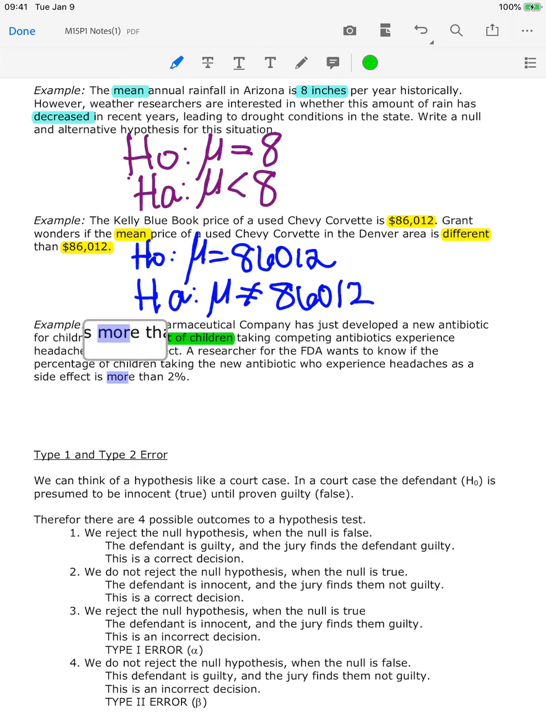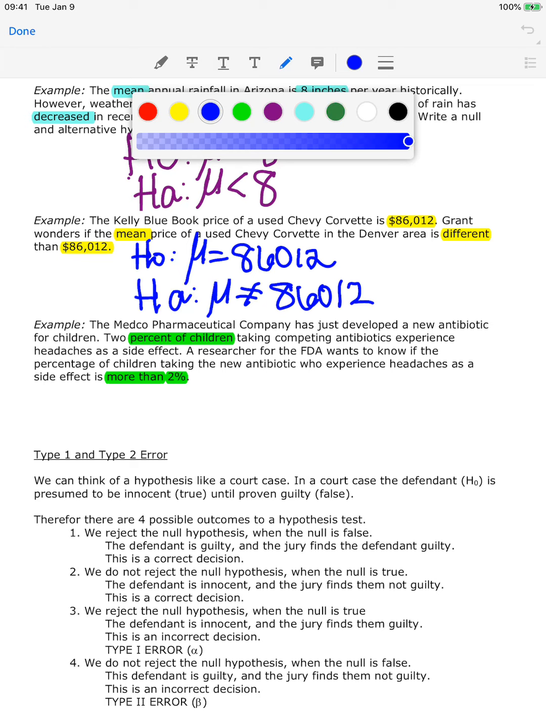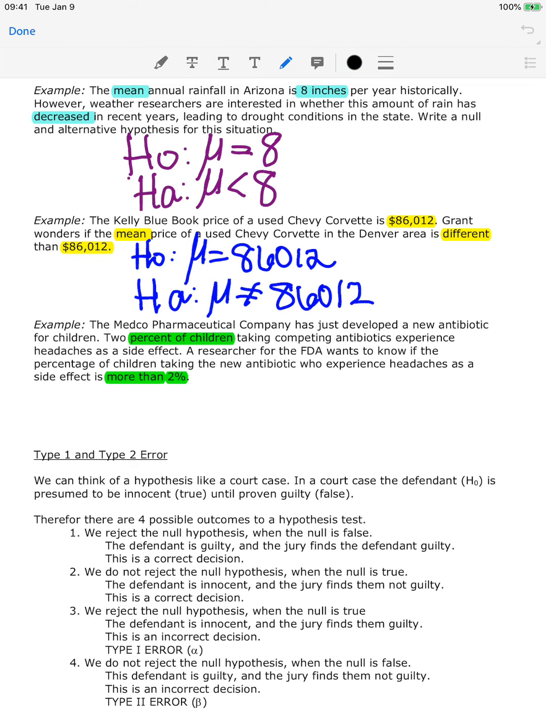And then we have more than 2%. Because we're looking at a percent of children, a percent of the population, that means this is testing not mu, but p. Because we see the word percent, this is a hypothesis test for p. So our null is going to be p equals 2%, which is how much of the population the other drug affects. We're going to assume that's what it's going to be for this new one.